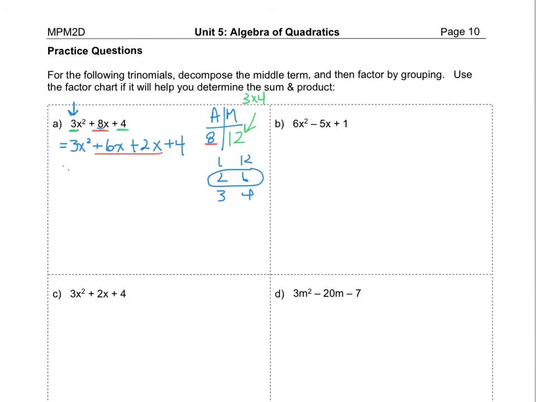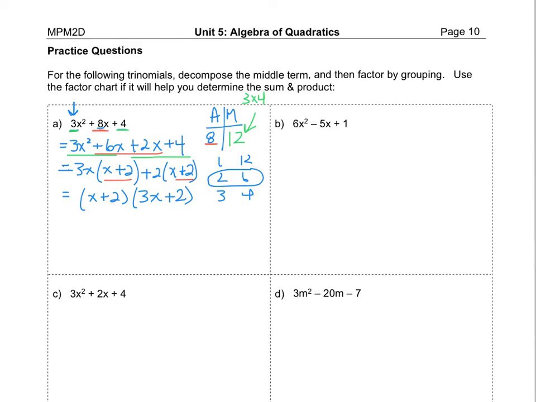If I pair the first two up, they have 3x in common. So I'm pairing up these first two, dividing both by 3x, and we're left with x plus 2. If I pair up the second pair, they have a plus 2 in common. I can divide both of those by plus 2, and I'm left with x plus 2 in my second bracket, which is fantastic because these two brackets have to be the same. That is the same as common factoring the x plus 2 out, and we're left with 3x plus 2. So the x plus 2 multiplies the 3x plus 2.